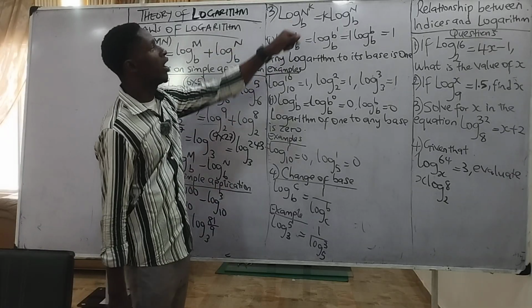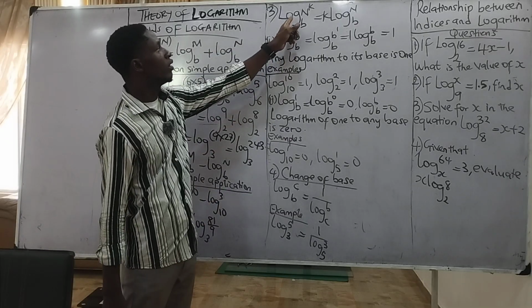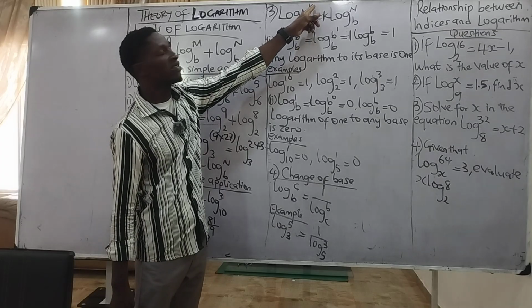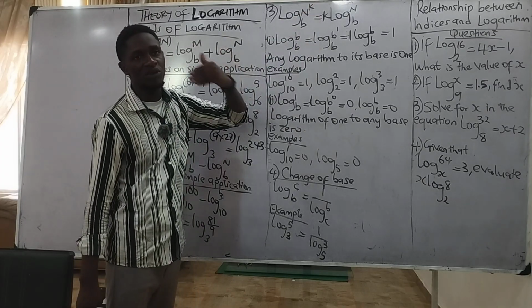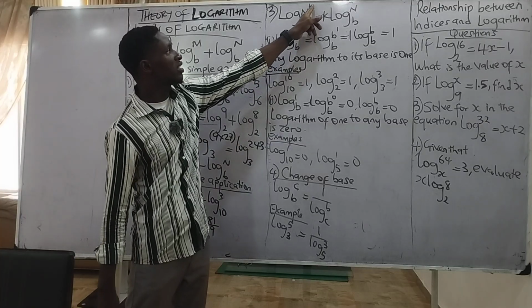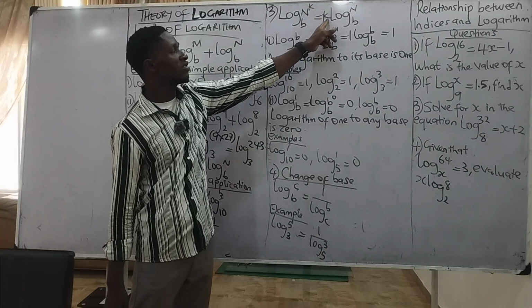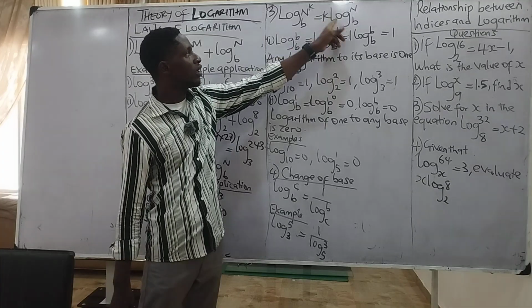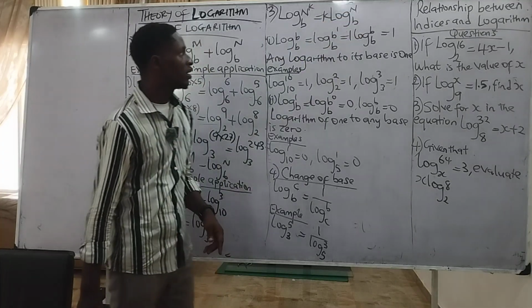Then we have the power law. We have log n raised to the power of k. This k represents an index or a power or exponent in base b. So once the power is here, you take it to this place. So we have k log n in base b.